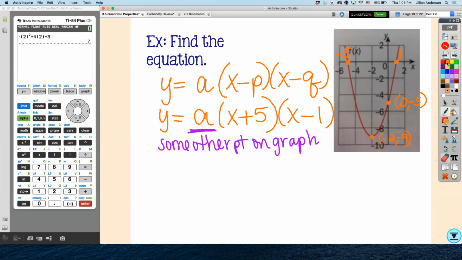I think I heard more y-intercepts over the vertex. Let's use y-intercept. So that means I'm going to plug in -5 for y and 0 for x. And I'm going to solve for a.